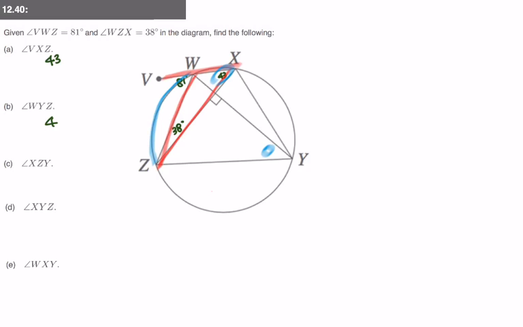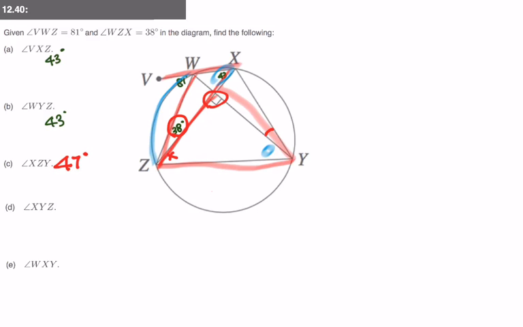Now, angle WYZ shares the same arc as the previous answer, which is a 43-degree angle, so the answer must be the same, which is 43. How about angle XZY? Because you see the right triangle here in the middle, since one angle was 43, the other angle must be 47. They have to be complementary.